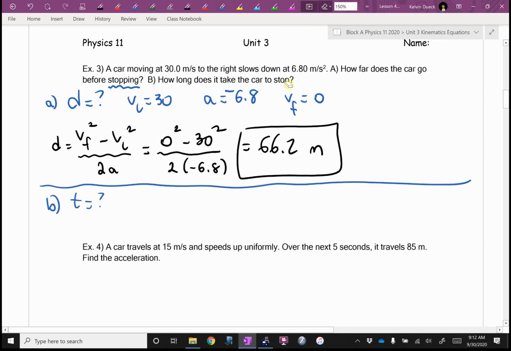Oh, and is it also stopping just like in part A? So yes. Then, because nothing's changed, I'm not going to relist the rest of the data. I could, but I'm lazy but organized. I'll try and avoid using D if I can. So, Owen, can you find an equation that has a T, a VI, an A, and a VF in it? There is one.